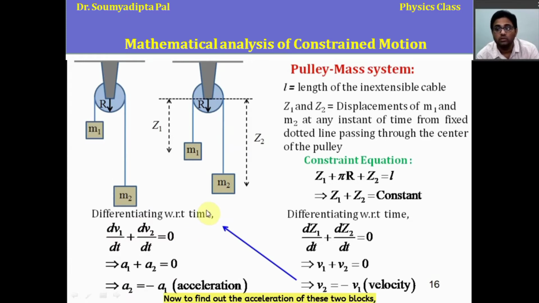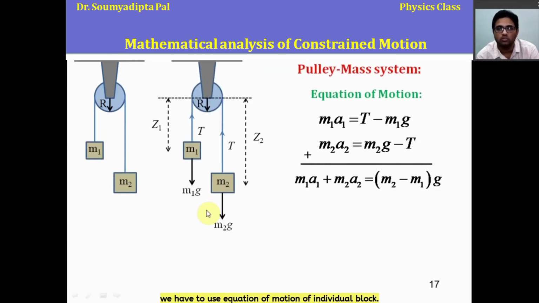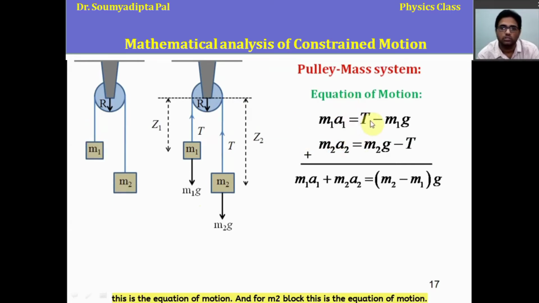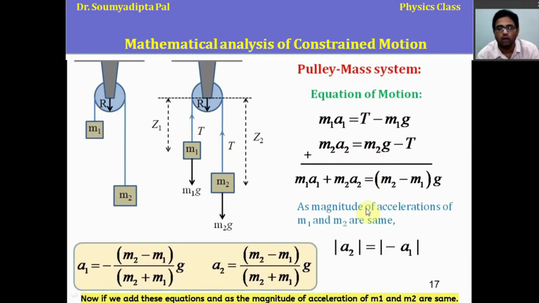Now to find the acceleration of these two blocks, we have to use the equation of motion of each individual block. Here T is the tension in the cable. So for the m1 block, this is the equation of motion, and for the m2 block, this is the equation of motion. Now if we add these equations, and as the magnitudes of acceleration of m1 and m2 are the same, we get these forms of acceleration of the m1 and m2 blocks.